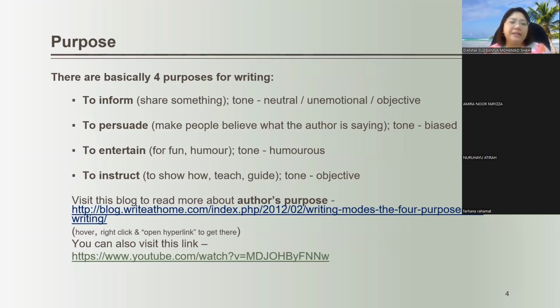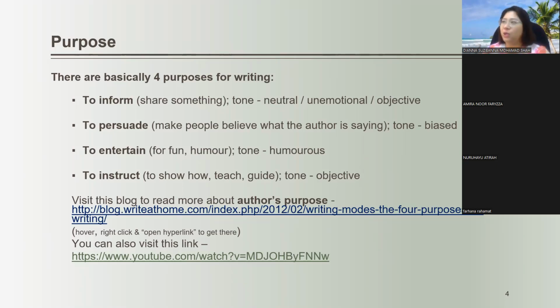And then the next one is to entertain. You have to inform, you have to persuade, and now we're moving to the third one, which is to entertain. When it comes to entertain, I believe that you know what is entertain. Entertain is when you give something and people will feel the emotion, but the emotion somehow involves happy, involves humor, and it is actually for fun. That's why we say entertain.